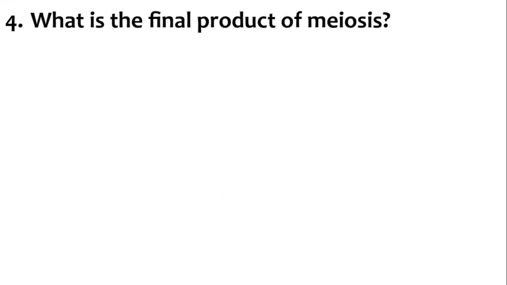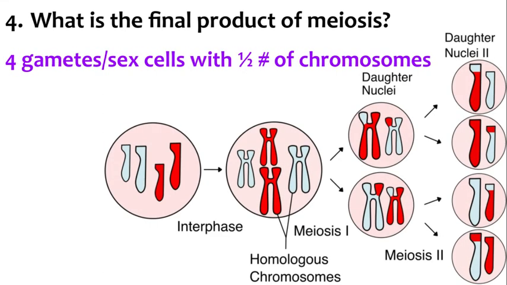And question 4, what's the final product of meiosis? That would be 4 gametes or sex cells with half the number of chromosomes.